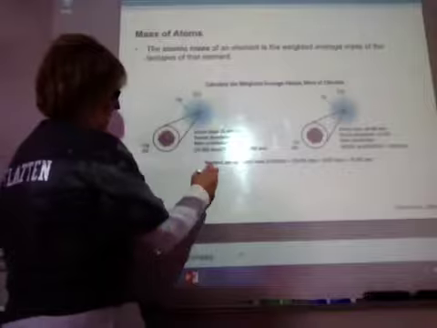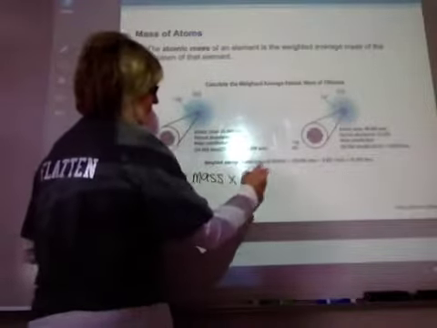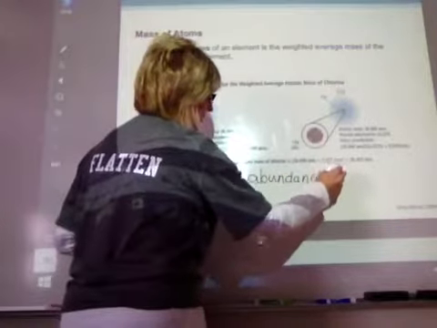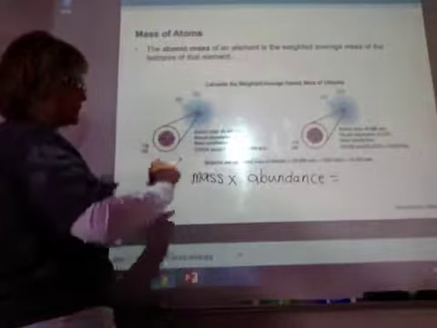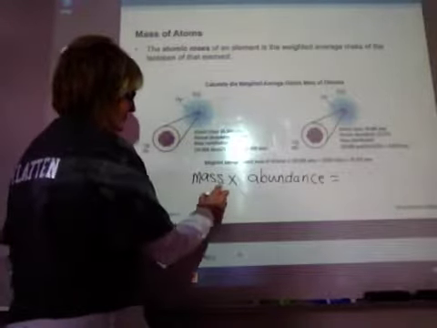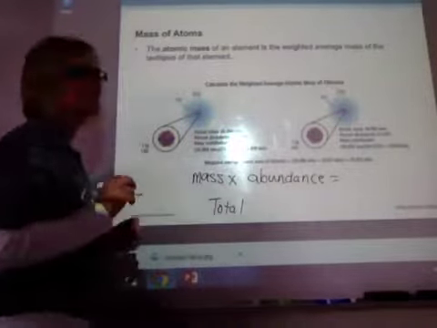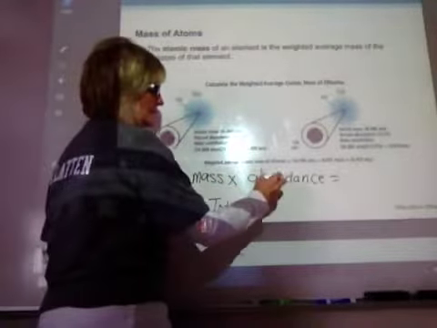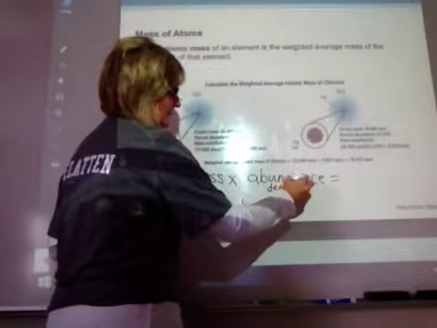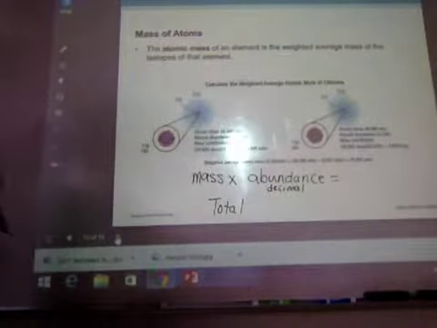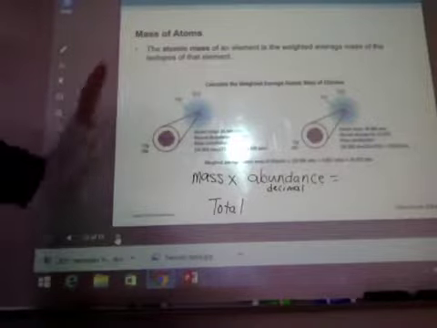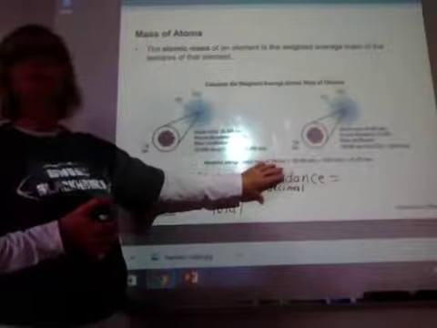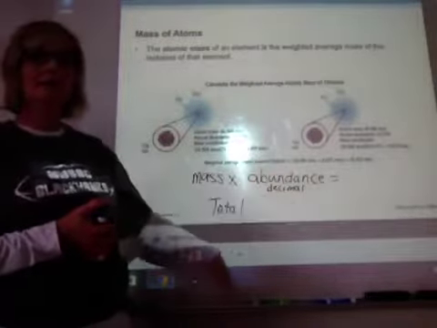To find your atomic mass, and we will practice this a little bit, the easy way I remember it is you take mass times abundance equals, and then once you've done that for all of your isotopes, you total them together. And we'll do some examples. Abundance is not a percent, it will be a decimal number. So to calculate atomic mass, you take mass times abundance, and then you do that for however many isotopes you have, and then you add that total together.